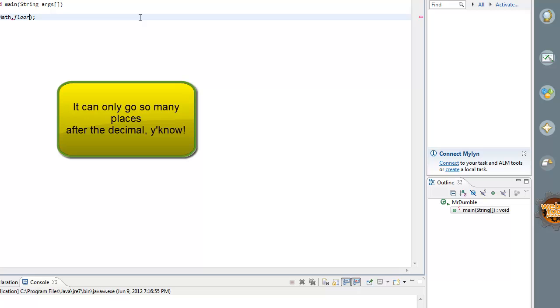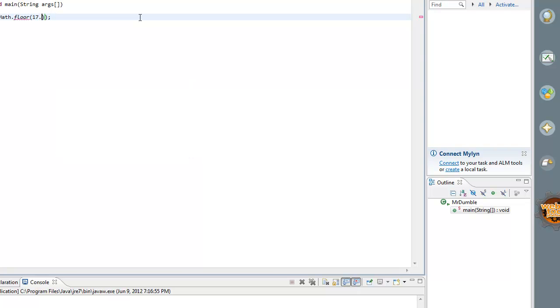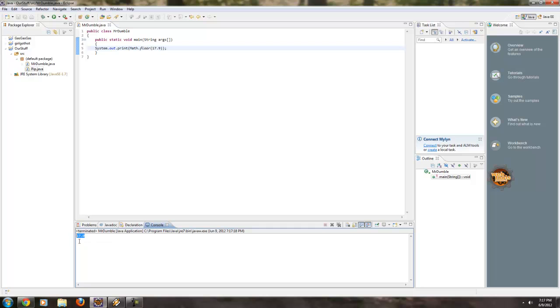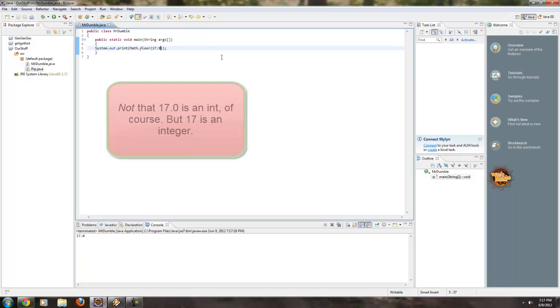Likewise, the opposite would be if you want to do math.floor and you had 17.9 and you run this, it will not round up to 18. It'll go down to 17 because that's the integer closest to 17 on the downside of things.